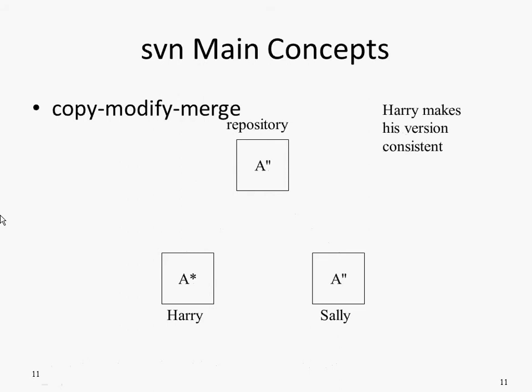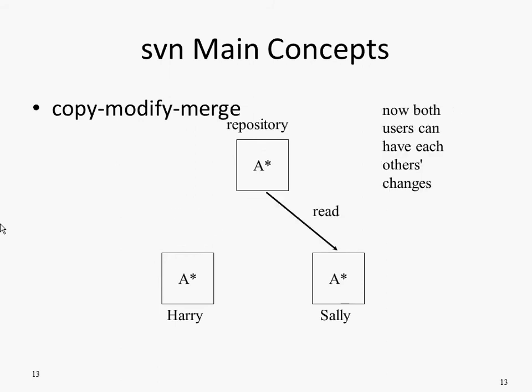Sometimes, even when it's done in an automatic fashion, you want to double check. You always want to double check to make sure what it's done is meaningful. Okay? And then he can commit back his merged version, and both of them can refresh from that merged version and get their own files.